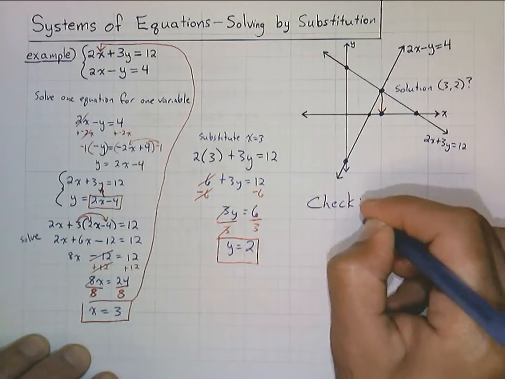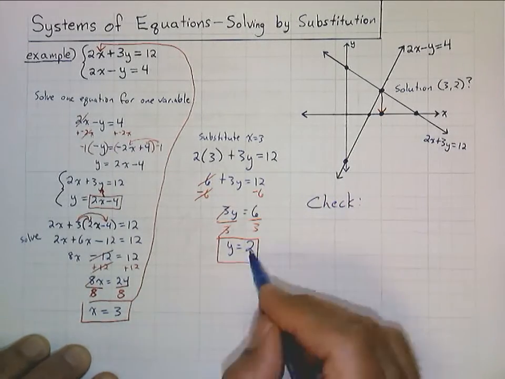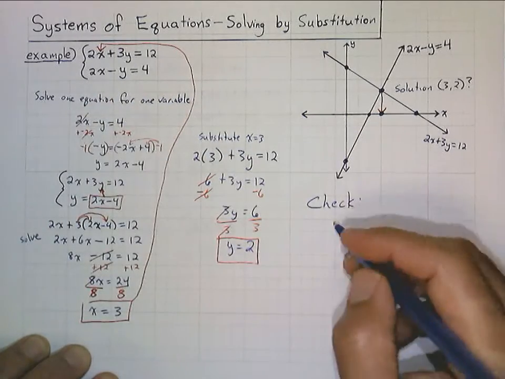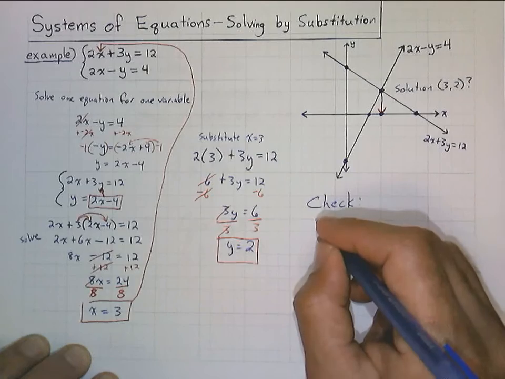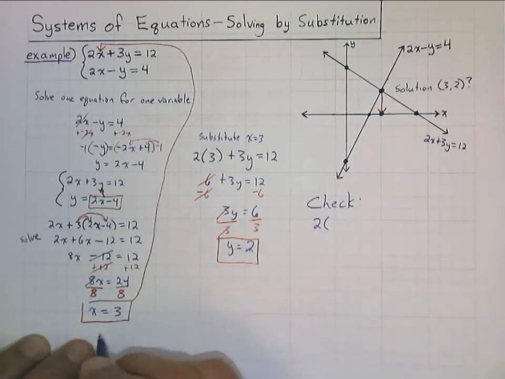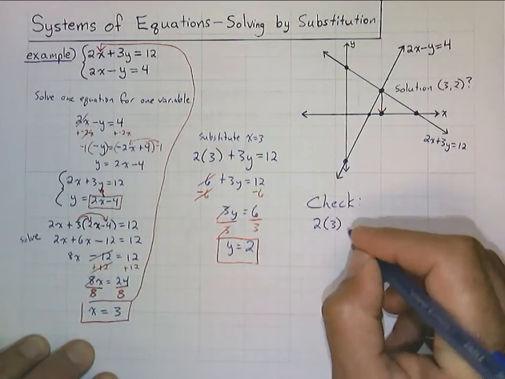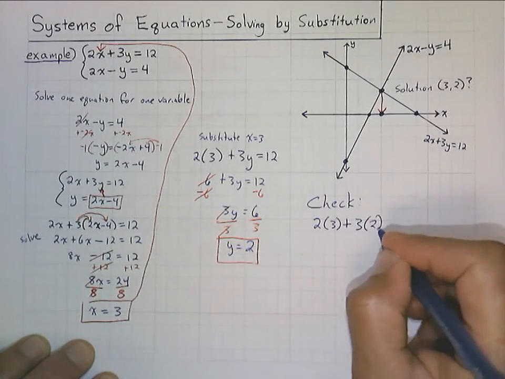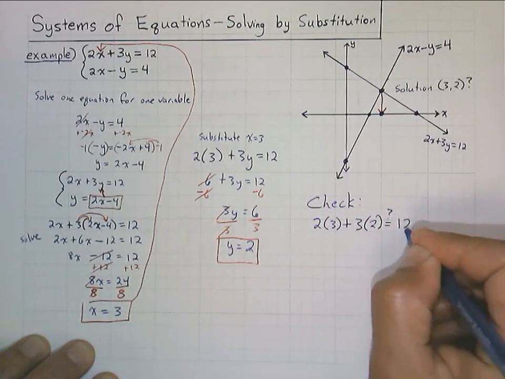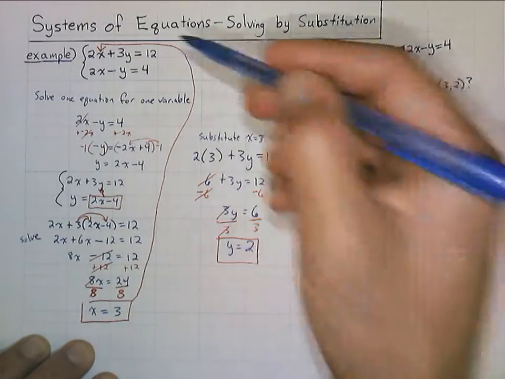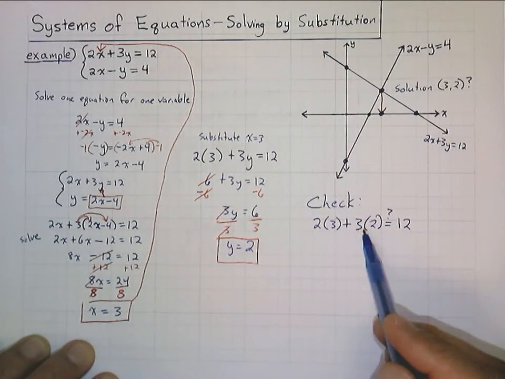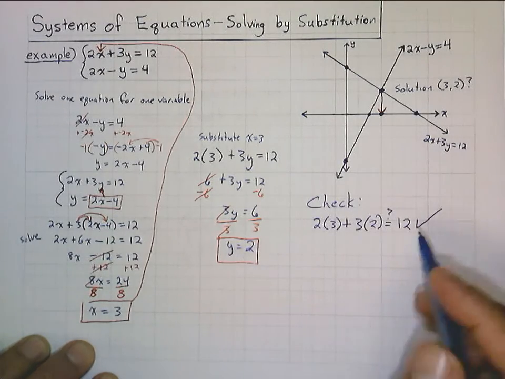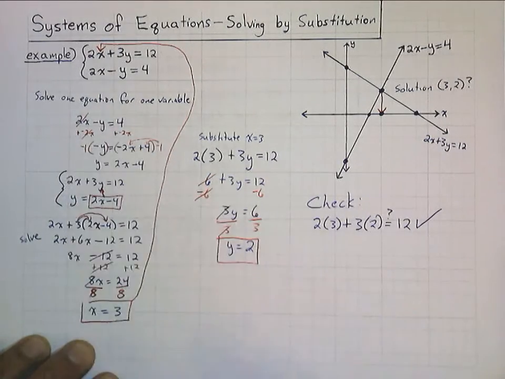Always check your solution. So we plug this point back into both of the original equations and see if we get true statements out. So we ask ourselves, is it true that 2 times the x-coordinate of 3 plus 3 times the y-coordinate of 2, is that actually equal to 12 from the first equation? And yeah, 2 times 3 is 6, 3 times 2 is 6, 6 plus 6 is 12. Good.